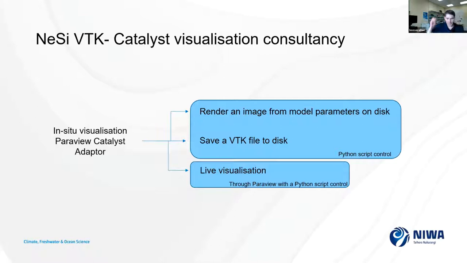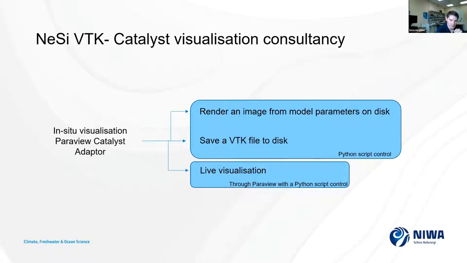So the way that the visualization works is really cool. It's part of a ParaView Catalyst adapter that NeSI coded, and what it does is, within the model, it renders an image from the model parameters and saves the image to the disk. Because it relies on the same process that creates a VTK file, we can also save to a VTK file. And also, because of the way Catalyst works with ParaView, we can actually view the model memory, well, not just the memory, the way that it's arranged in the memory, but we can view the quad tree, the block uniform quad tree, arranged properly through ParaView. So that means when I launch the model, I can launch ParaView and view the results of that.